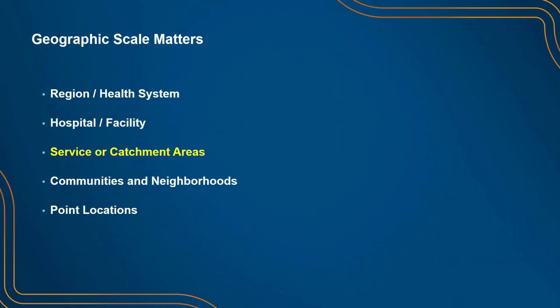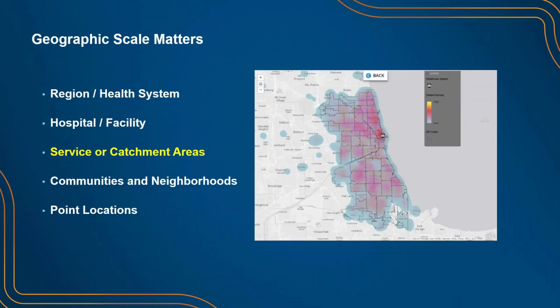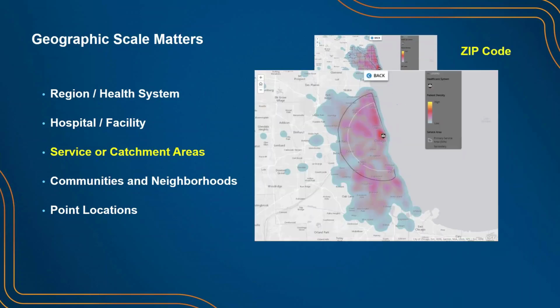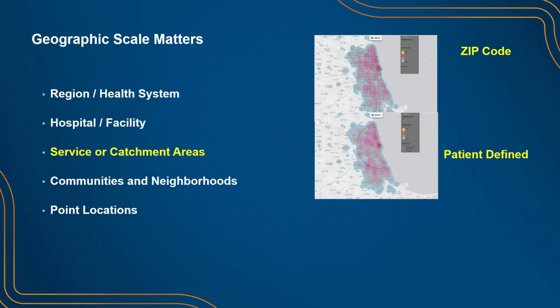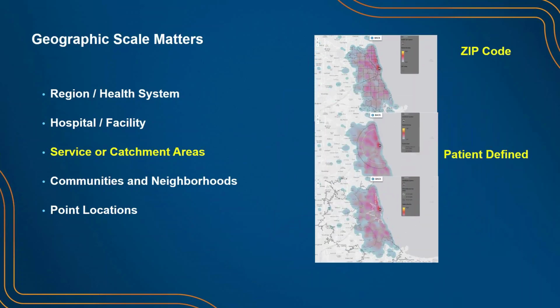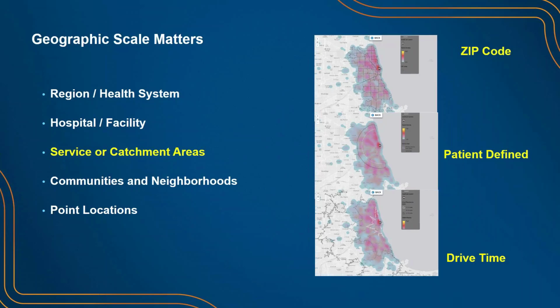And you can be very agile when you use geography to consider multiple approaches easily, like service area definitions. You can switch seamlessly between zip code-defined service areas, patient-defined service areas, or even drive time service areas. Each method gives you new insights about where your patients are and what they're willing to do to access your facility.